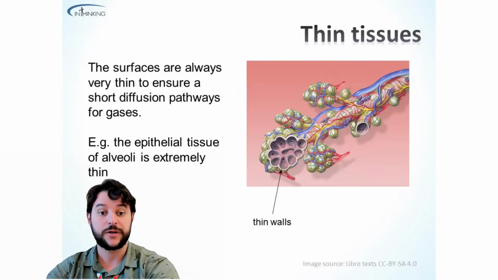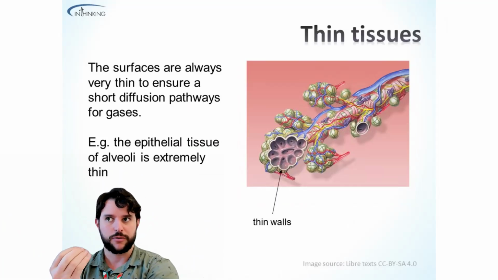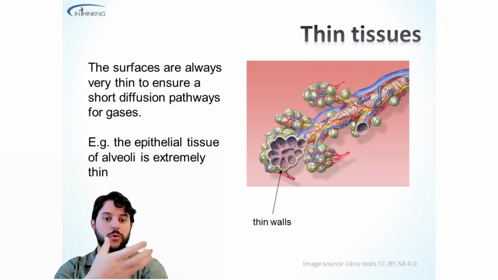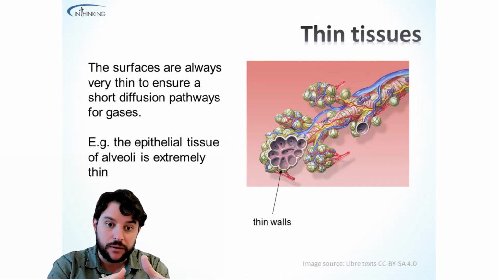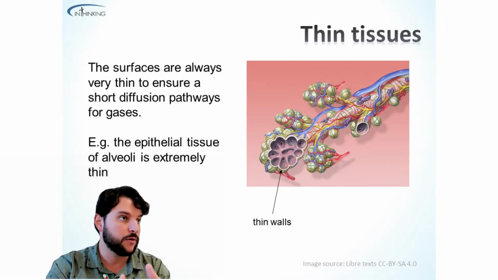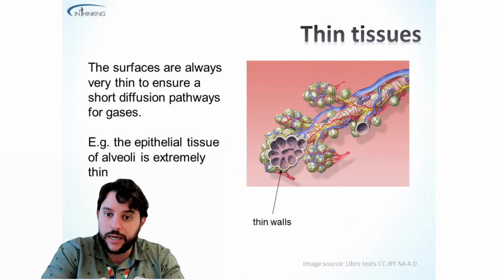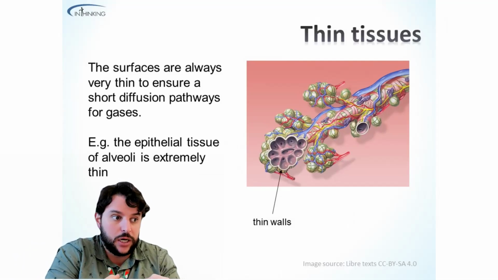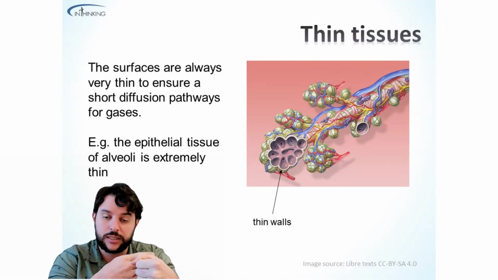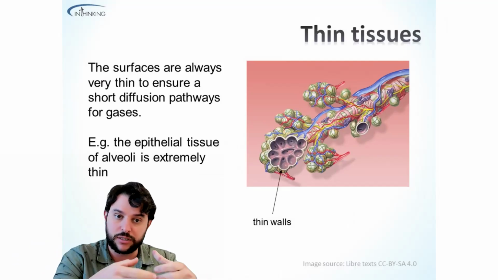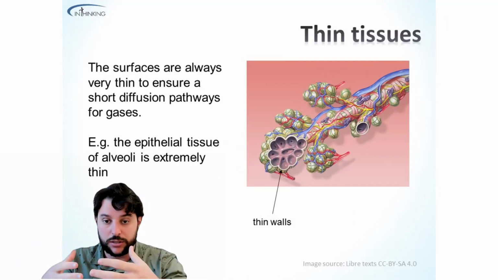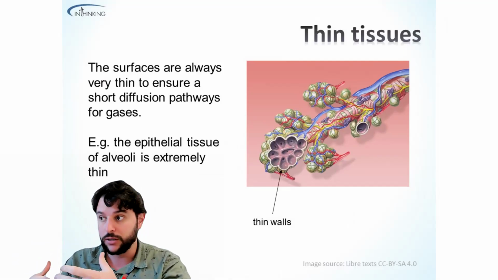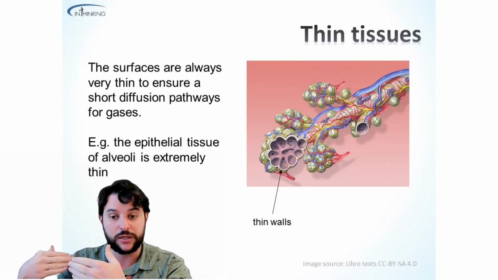Next, we have thin tissues. For materials to move, they need to be thin. For example, if you are in a very cold place, you wear a jacket, and that jacket is not letting you exchange heat, exchange air with the outer environment because it's thick. It's big, it's fixed, it's thick, so it's not letting things pass.